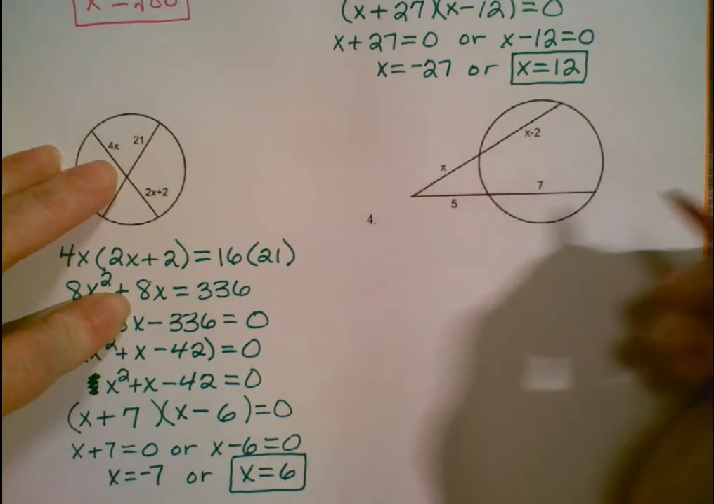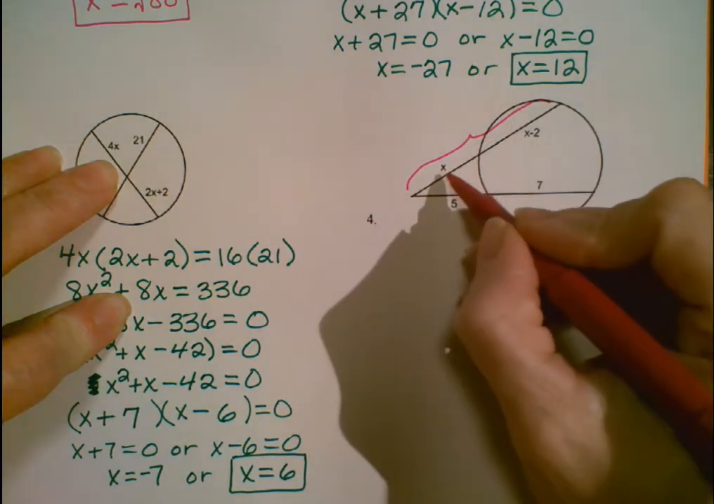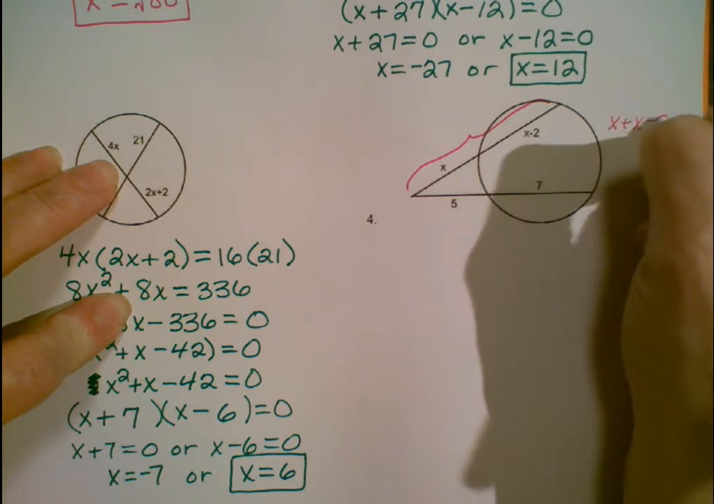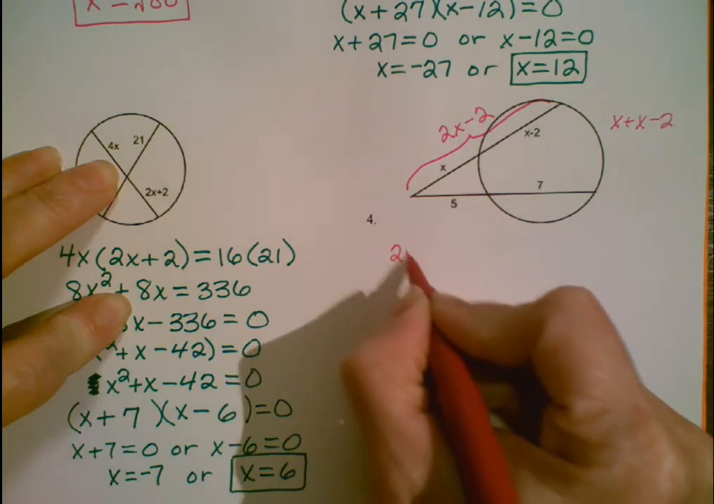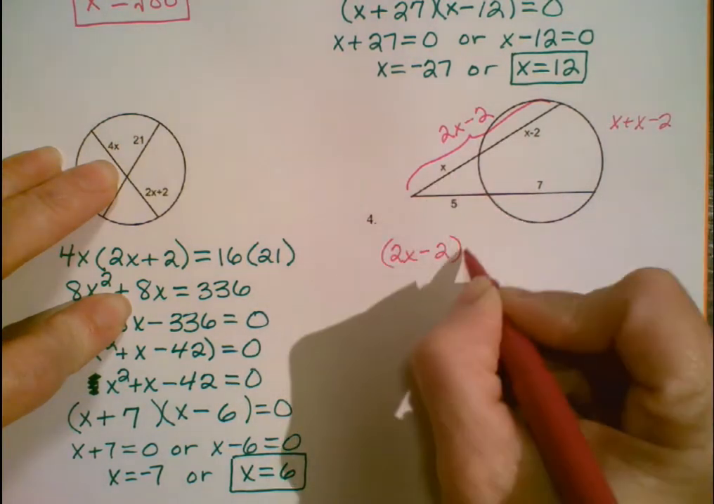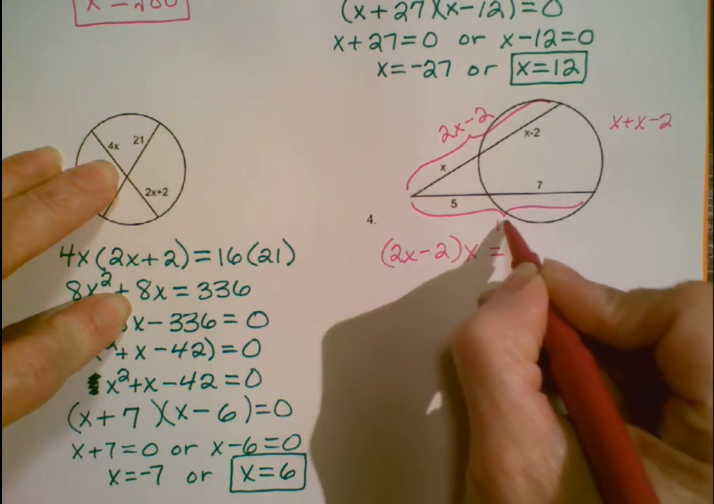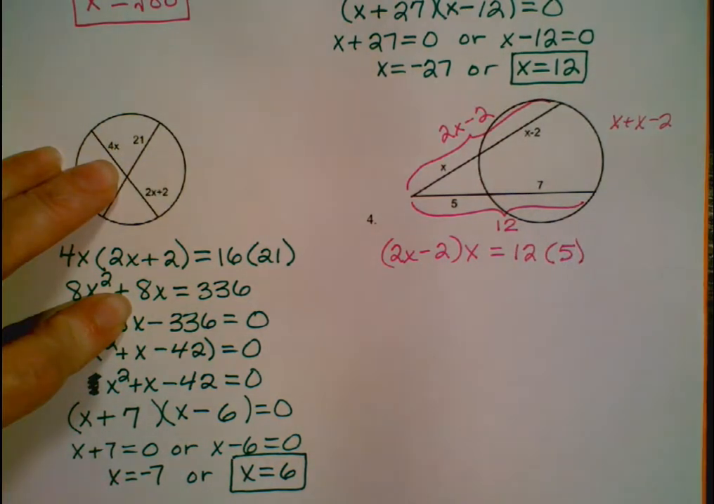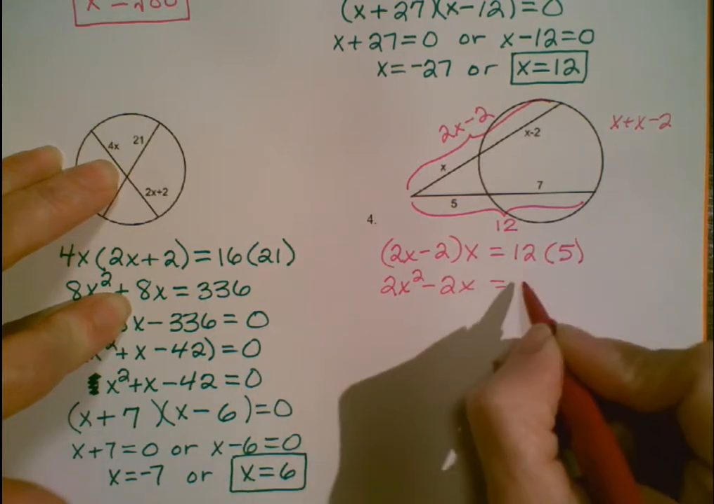All right, we have two secant segments. For the secant, we take the entire length times the outside part. So here, x plus x minus 2 gives us a length of 2x minus 2 for the whole. So the whole, 2x minus 2, times the outside part, x, equals. Now we'll do the same thing for the other segment. The whole, in this case, 5 plus 7 is 12, times the external part, 5. All right, distribute on the left, we get 2x squared minus 2x. Multiply on the right to get 60.